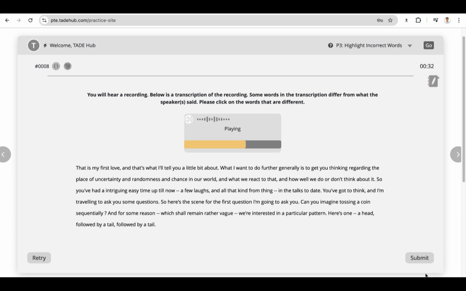So here's the scene for the first question I'm going to ask you. Can you imagine tossing a coin successively? And for some reason, which shall remain rather vague, we're interested in a particular pattern. Here's one, a head, followed by a tail, followed by a tail.